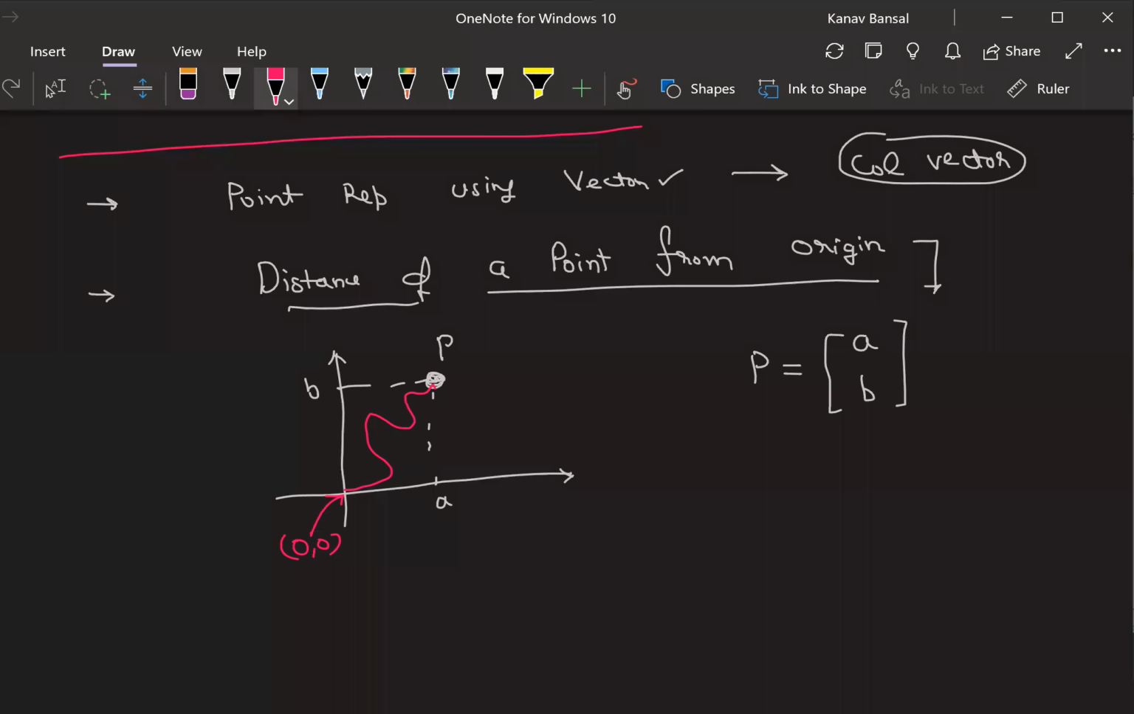So what is the distance? Looking at this, what should the distance be? It should be a straight line. We are talking about the distance of a point from the origin. Yes, it should be a straight line. Correct, right? How do you calculate this distance? This is a question mark.